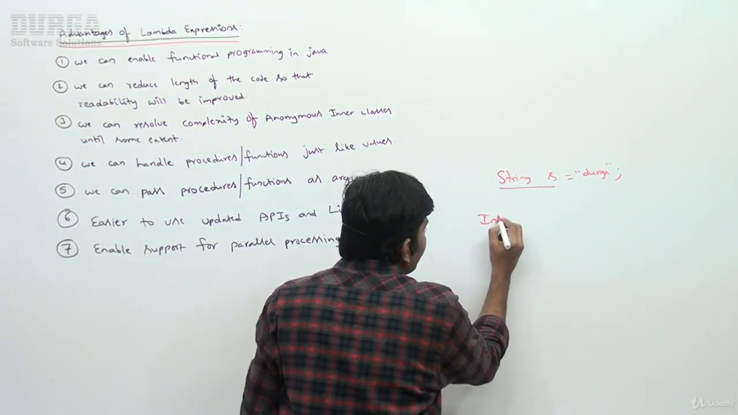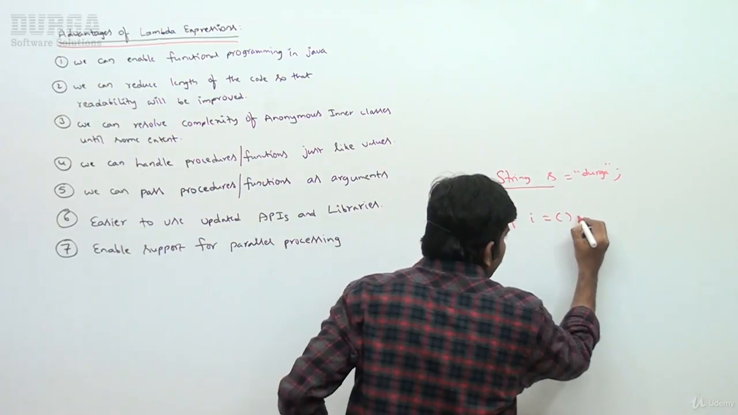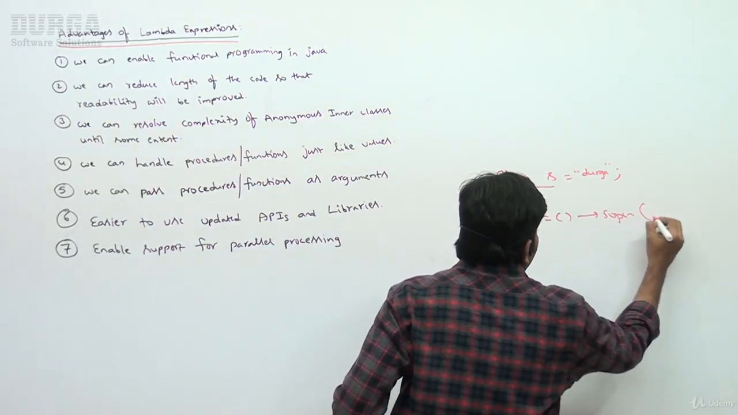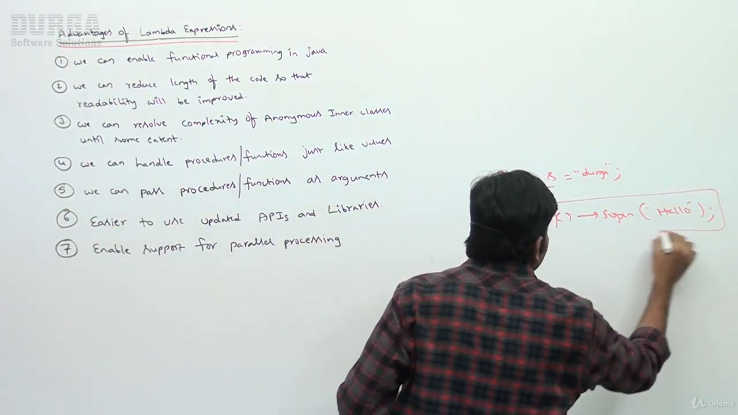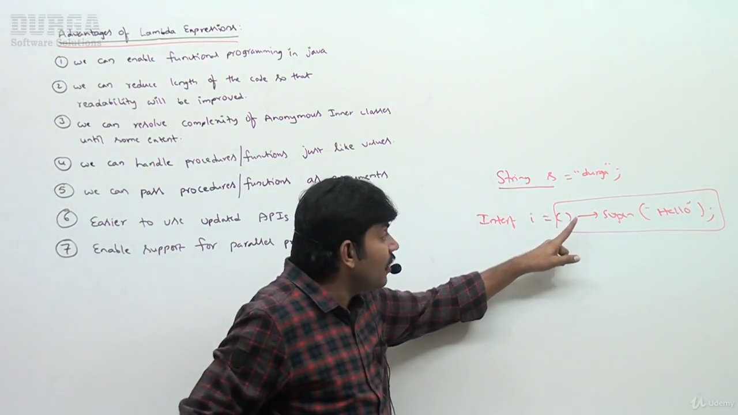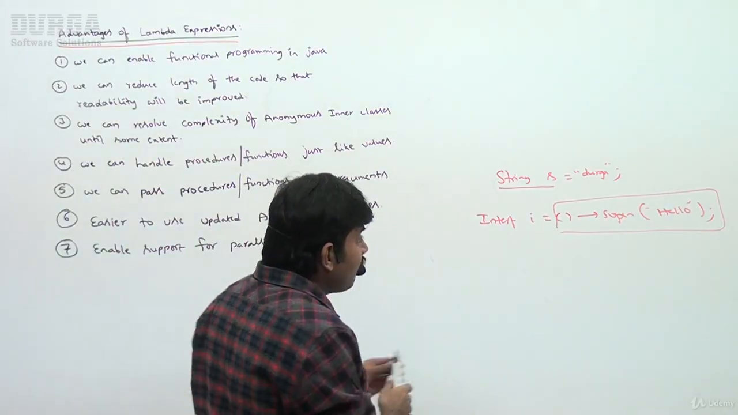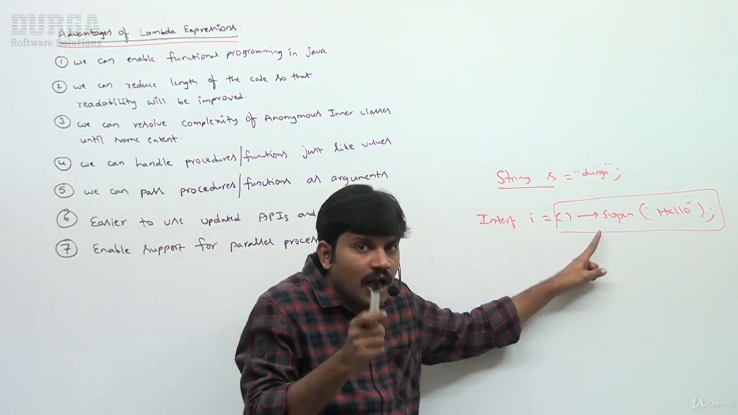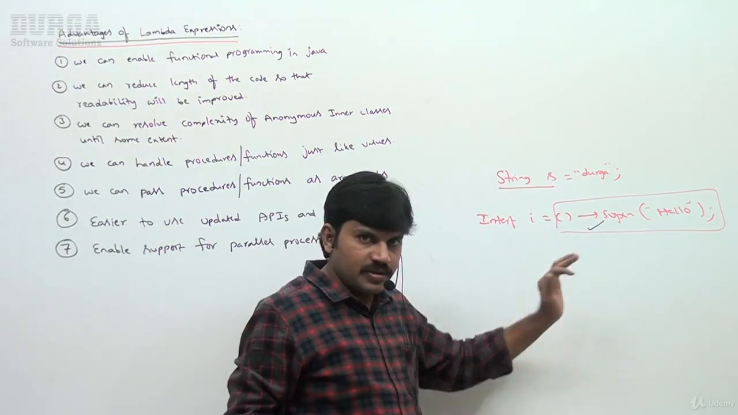Similarly, have you observed, right? int i is equal to just System.out.println of hello. Sir, it's a function. I'm assigning a function to an interface variable. Are you getting it? Just like a value, I'm in a position to handle a procedure. Okay, this is one thing.